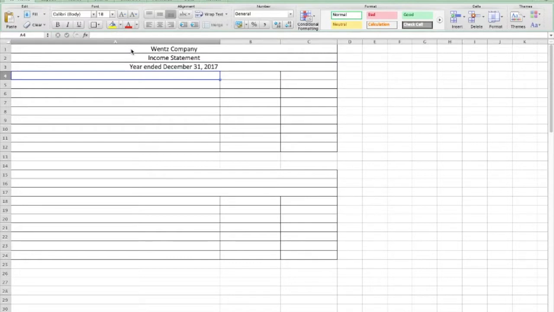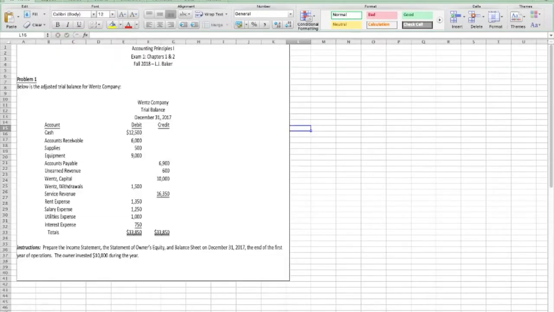For the income statement, remember it's just the revenues minus any expenses that we have. So it'll always start off with just this first category called revenues. If I look back here at the different accounts that I have, I do see one revenue that I have to record here. It is service revenue right here.